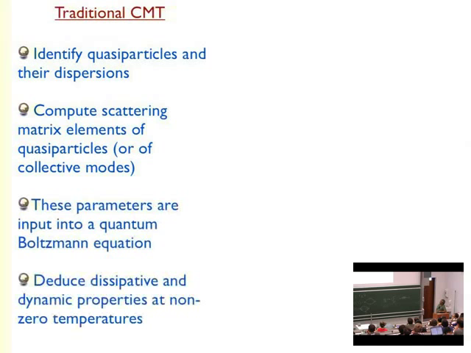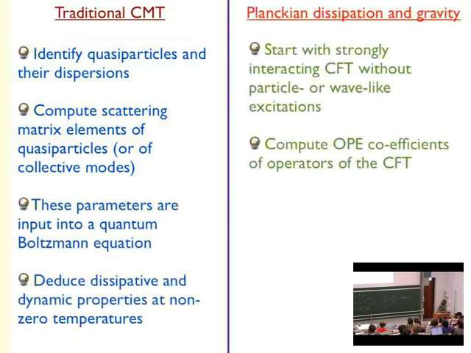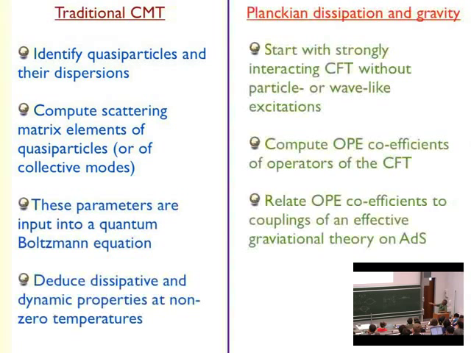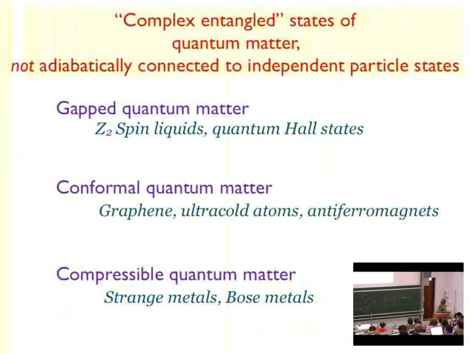So in the new world, you're going to start with an interacting CFT without quasi-particles. So step 1 fails. But there's an analogous procedure. Instead of computing the scattering matrix elements, you compute the OPE coefficients. You take all this data and put this into a gravitational theory in AdS. So the Einstein-Maxwell theory replaces the Boltzmann equation. And out you get predictions for the same set of results. So that's kind of the new route that hopefully will give us some insight into strongly interacting systems at finite temperature. Okay, so that concludes conformal field theories and finite temperature.